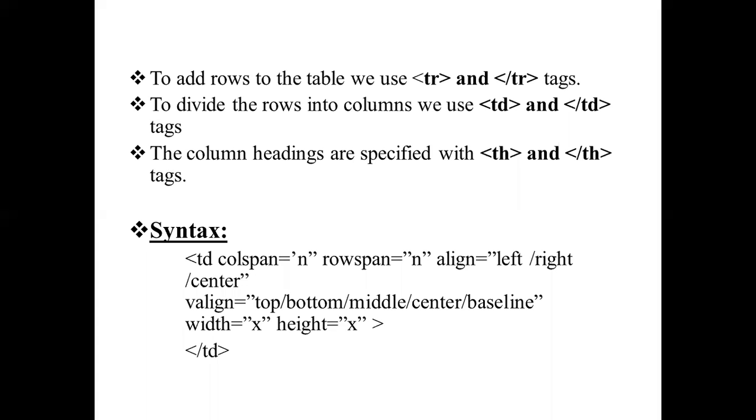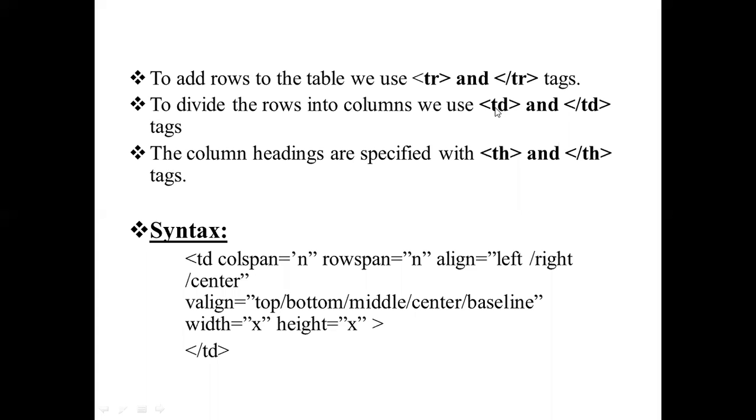To add rows to the table we use the tr tag. If you want to divide the rows into columns we use td. The column headings are specified with the th tag. Here is the syntax for the td tag: colspan equal to n, rowspan equal to n, align equal to left or right or center, valign, width and height. Now we see each attribute.